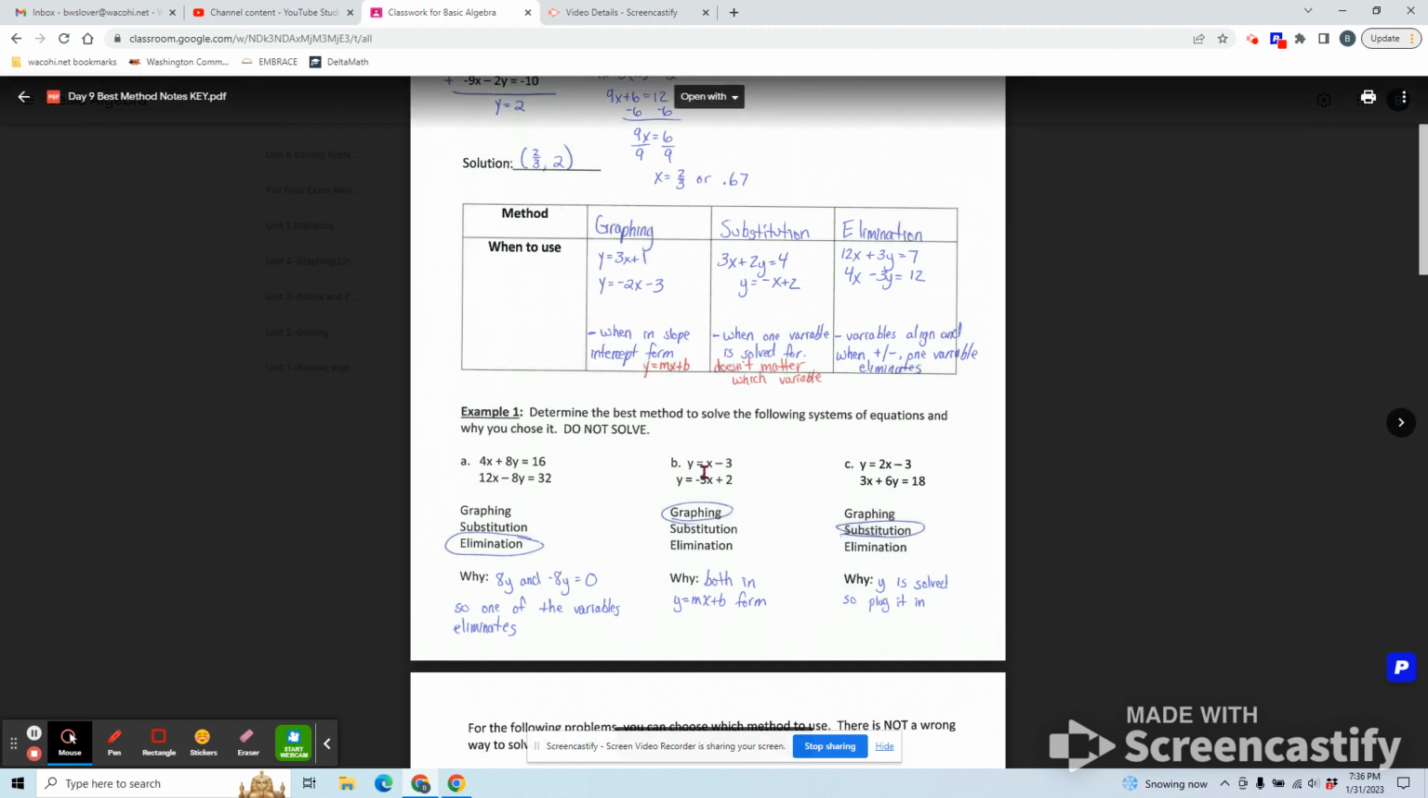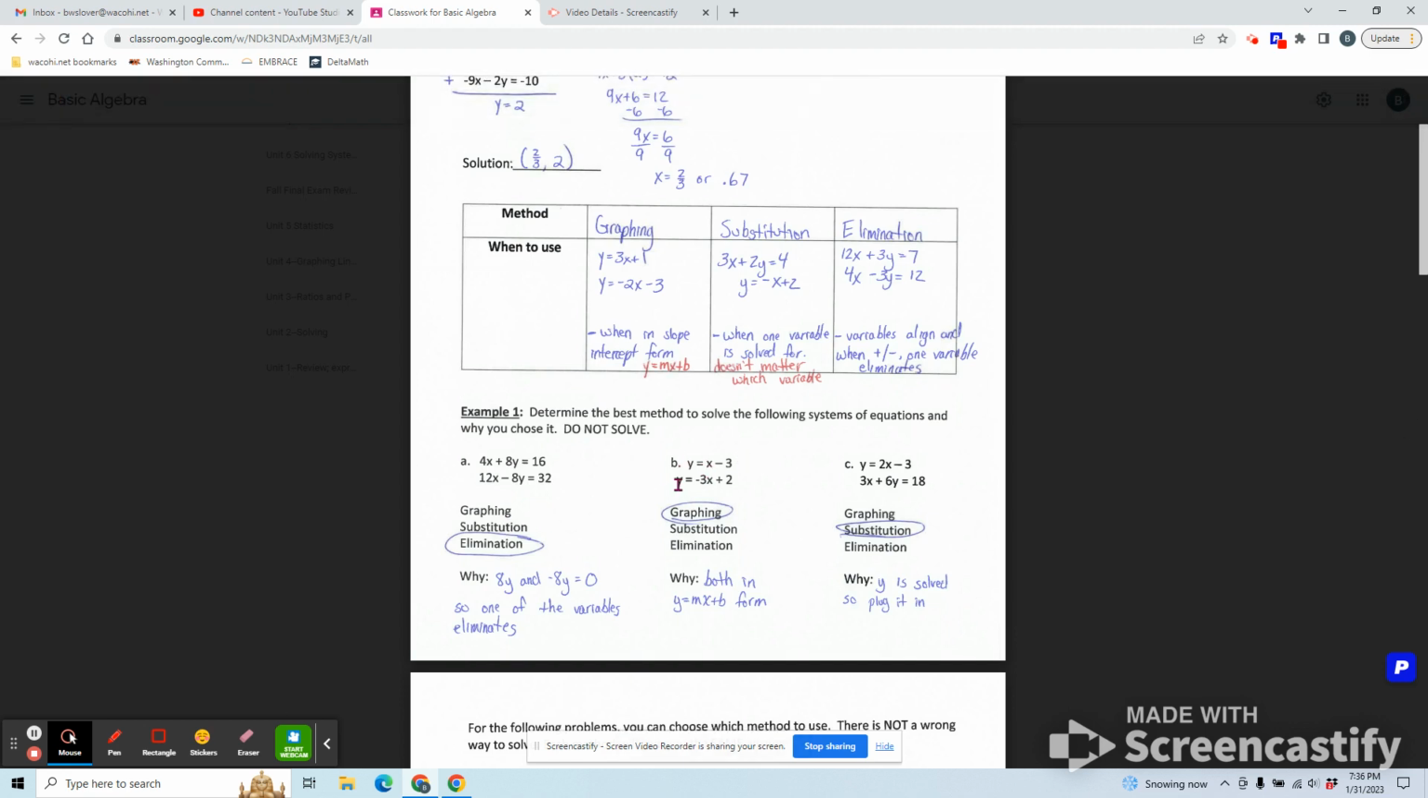Letter B, I've got y equals x minus 3 and y equals negative 3x plus 2. I have y equals and y equals. Both of those are in slope-intercept form. So the best method would be graphing.